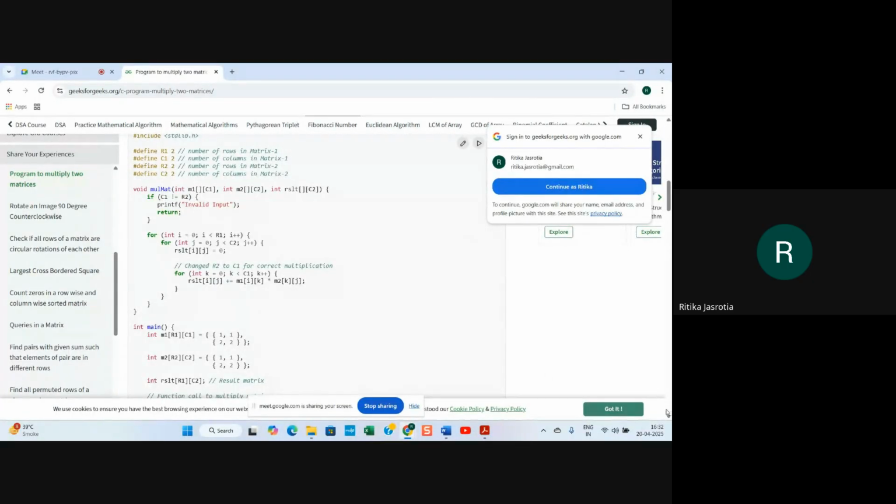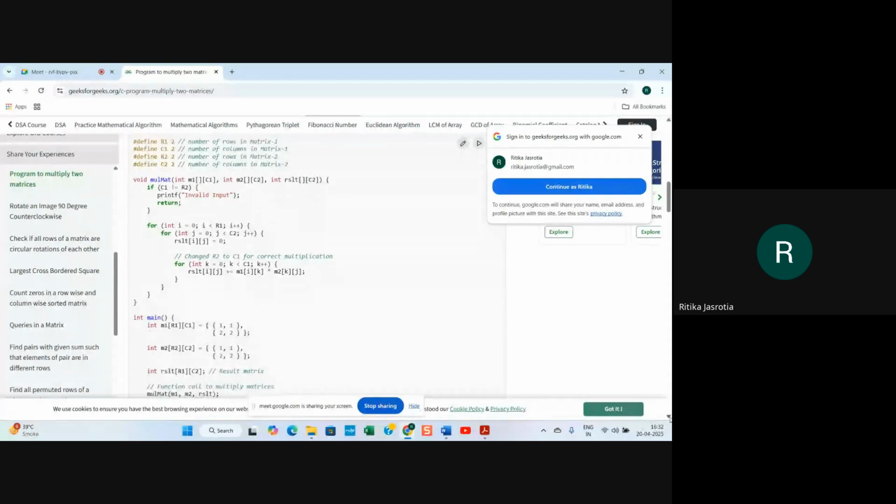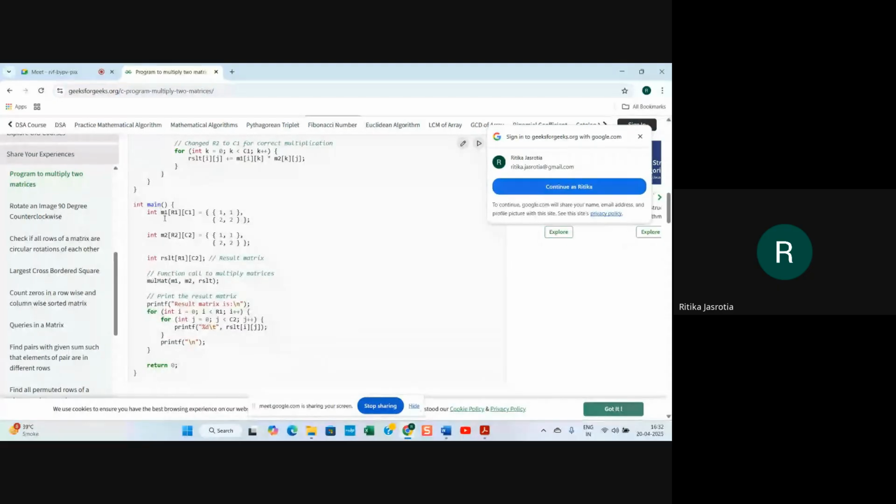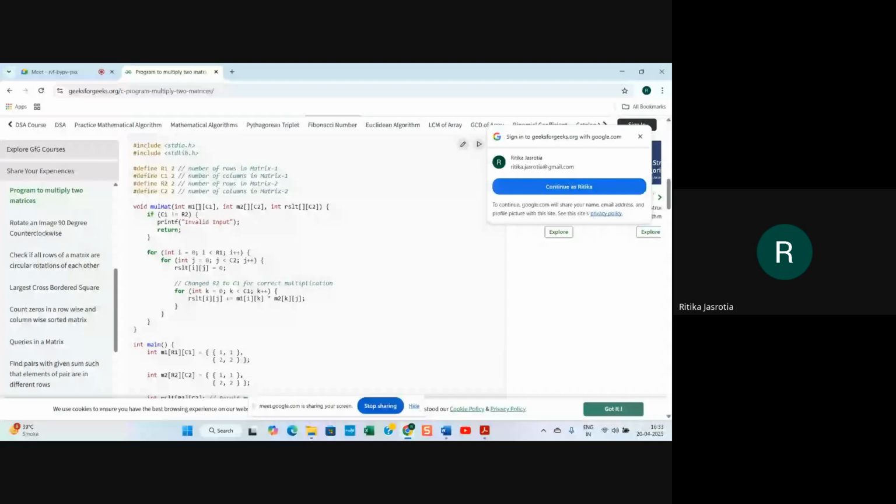And in the main function, this is a function which is multiplying the matrix, and in the main you have given that m1, r1, c1 have values like this. You are declaring the matrices, and the m2 matrix with R2 and C2 as the row and column. The values are these, and the result matrix you have declared here, and you are calling the multiply matrix function where you are passing M1, M2 and result. So M1, M2 and result are passed here.